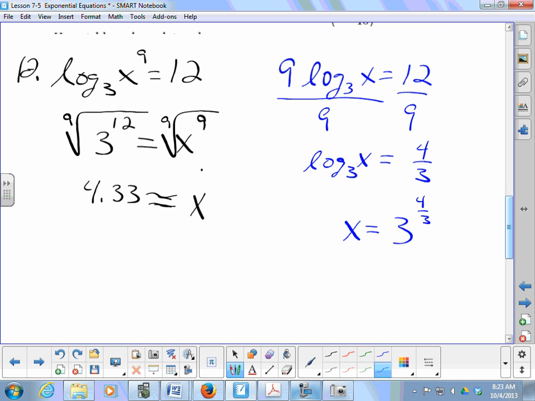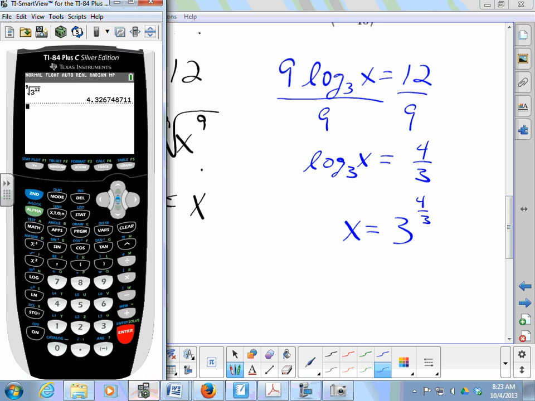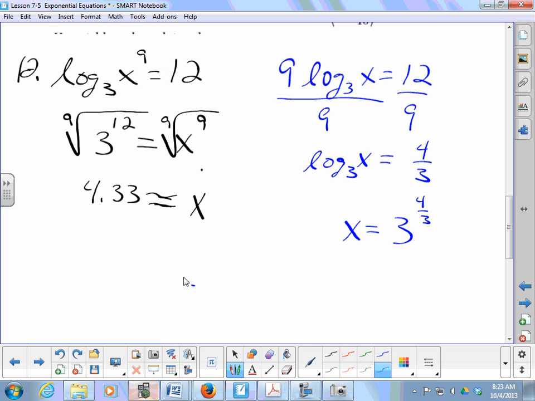And then I could do that in my calculator. 3 to the power of 4 divided by 3. And you get the same answer. Okay? So either way, you could do it either way. And this second way, by moving that 9 to the front, makes the numbers a little bit smaller, and maybe easier to do.